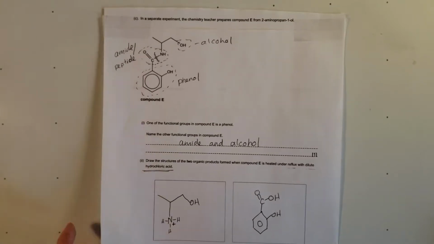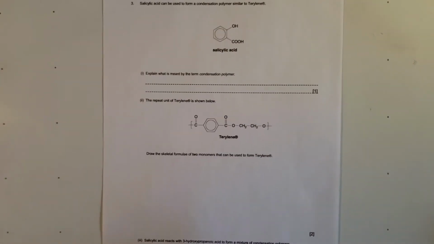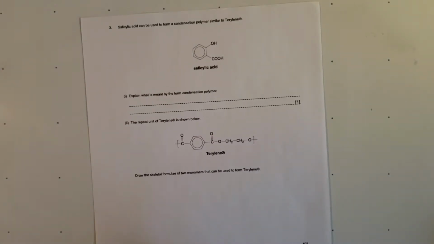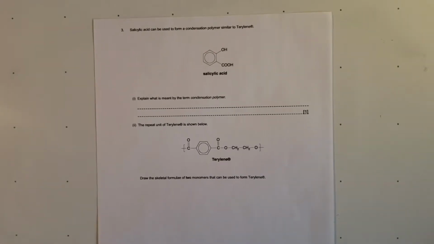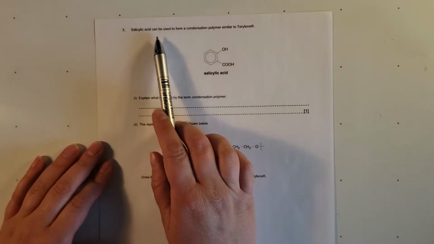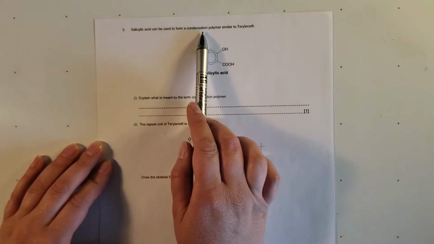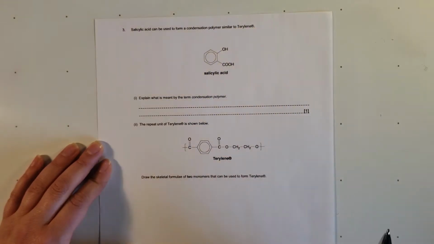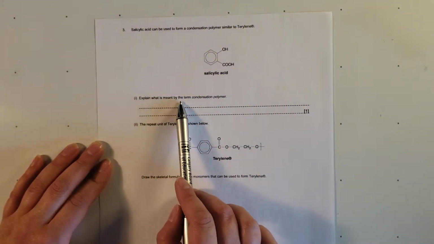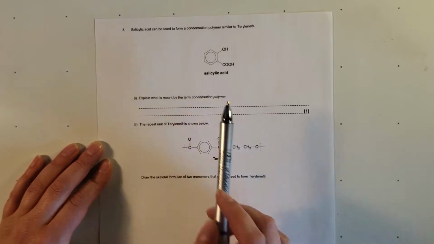So our next question, okay, again quite small, so I'll read it out. Salicylic acid can be used to form a condensation polymer similar to terylene. Explain what is meant by the term condensation polymer.